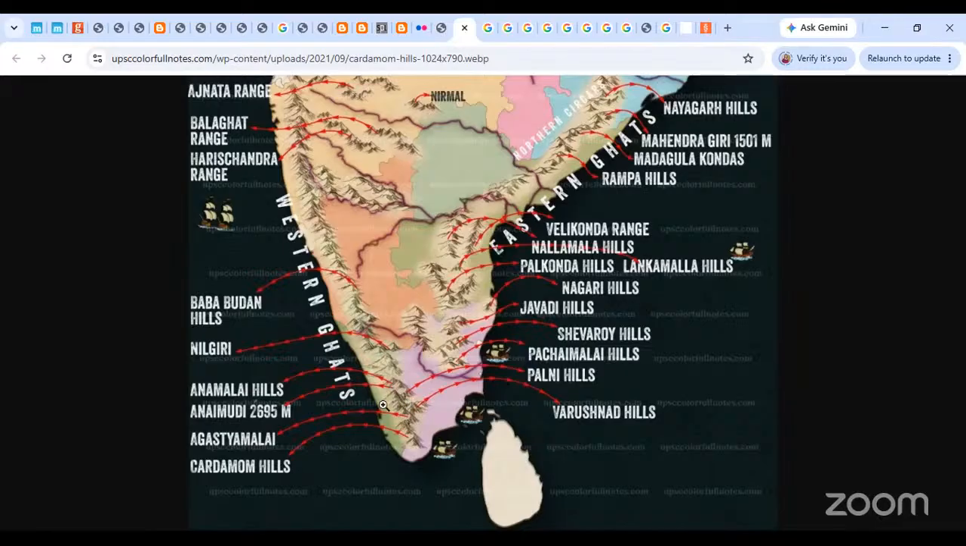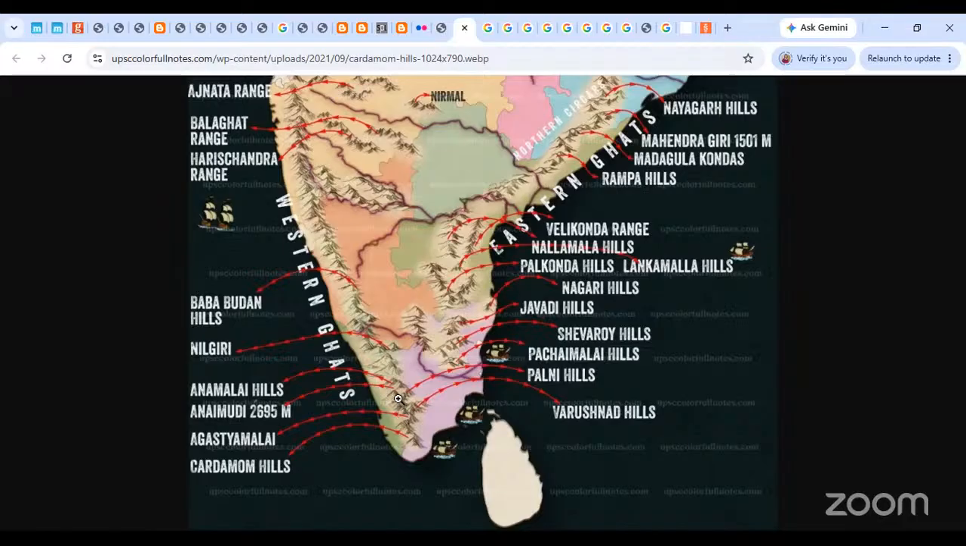Yeah. So the Palani Hills over there and the Cardamom. Okay, so it lies at the junction of these. This is where you will usually find the Anaimudi. This one is coming, this is going towards the east, this is going towards the south, and then there is Anaimudi, Anaimalai. So clearly, it lies at the tri-junction of these three.